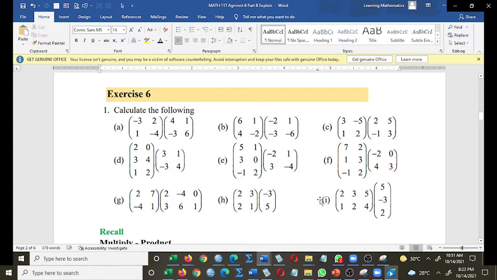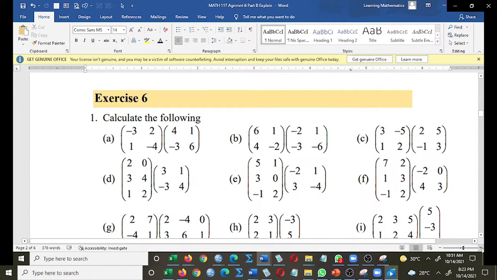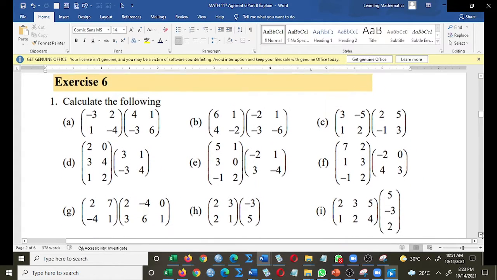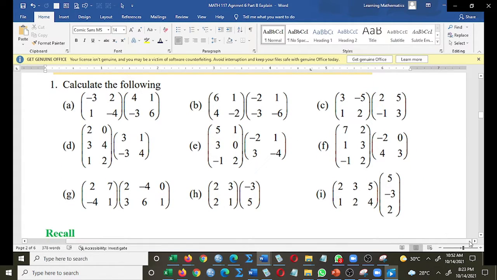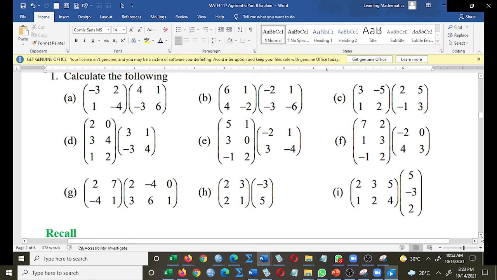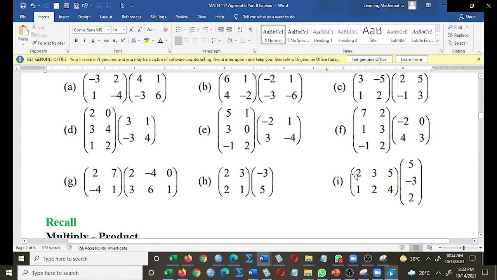For example, look at I. Is multiplication possible for I? Yes. Why? Because the number of elements in the row of matrix one is three, and the number of elements in the column of matrix two is one.